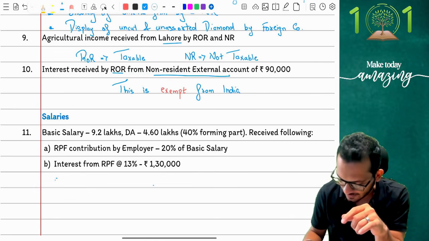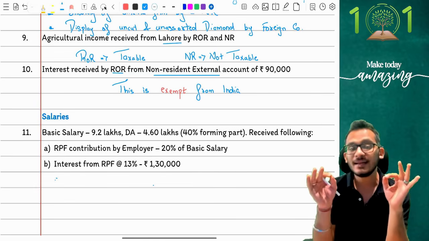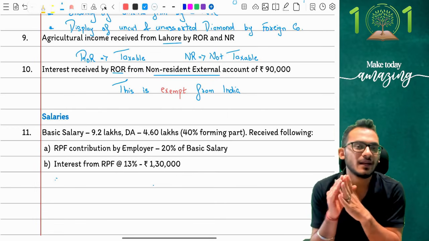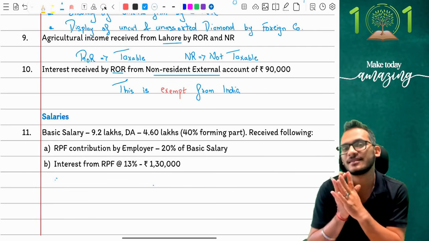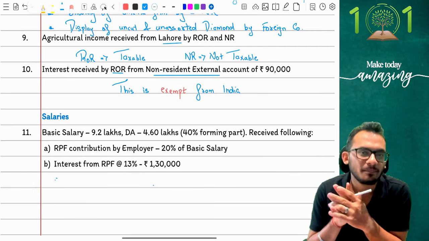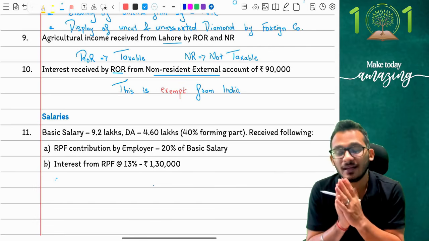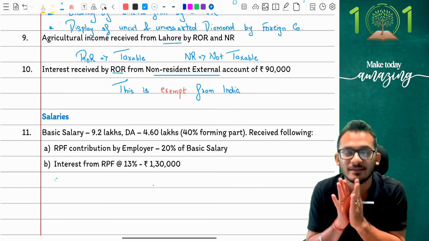A non-resident external account has been confirmed to be a completely exempted account, and therefore any interest coming from that is exempt even for an ROR. That is the understanding for you to keep in mind. Clear? Yes, please go back and check your exemptions chapter. You'll find it there. If you don't have it there, please watch it once again.